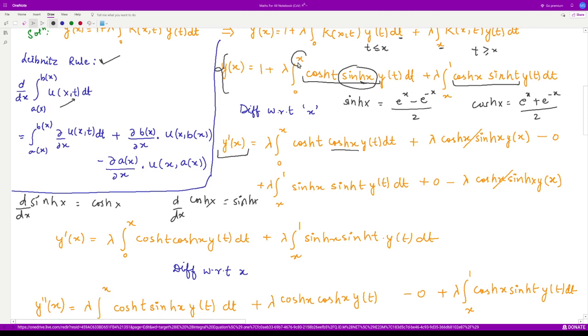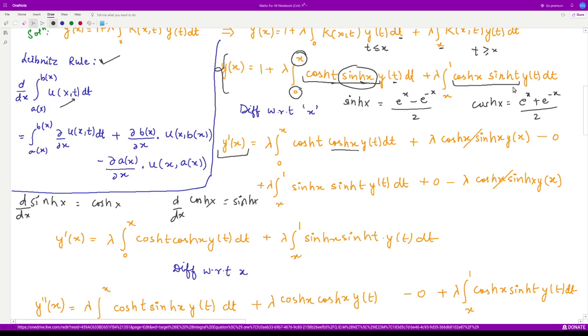That is 1. And we'll substitute x in place of t over here. So it becomes lambda into 1 into cosh x into sinh x into y of x, minus the derivative of the lower limit with respect to x, and what is it? 0. So this term is simply 0.